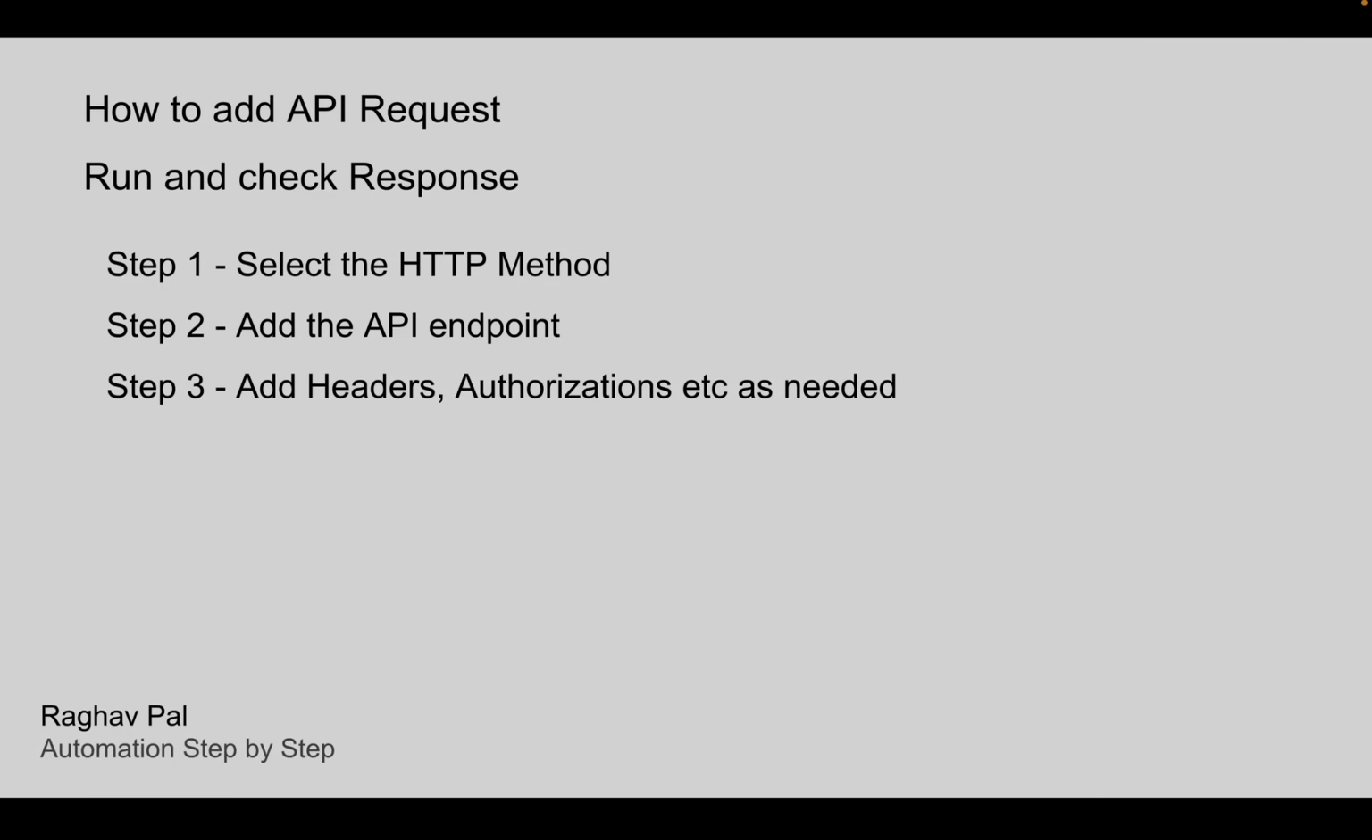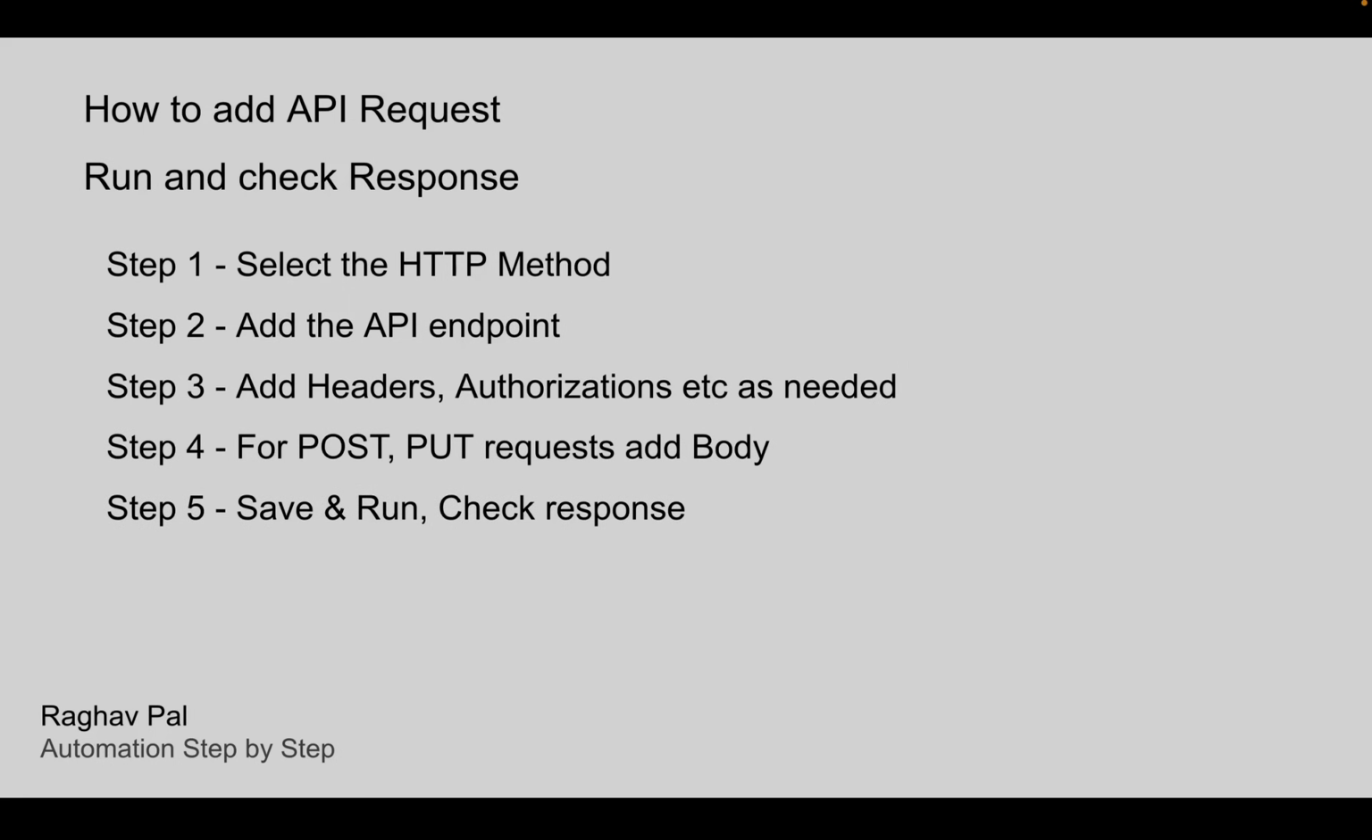Okay, so this is how you can create your first API request. We have done all these steps. We first created the HTTP request, then we selected the HTTP method, we added the API URL or endpoint, then we added all the other sections, header, authorizations. Then for put, post we need a body, but for get we don't need any body. We saved and ran, and then we checked the response, and this is running fine.